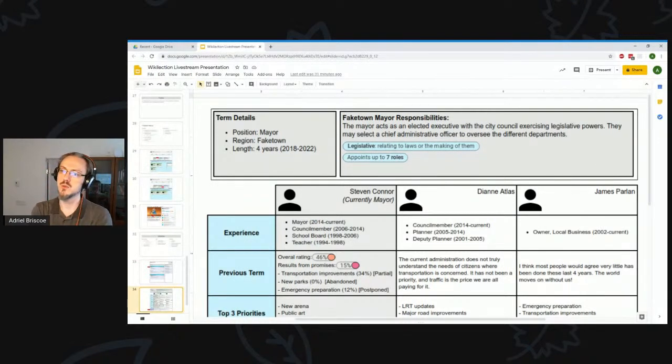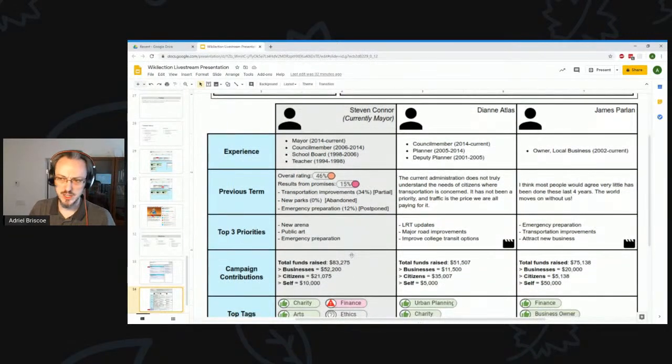So it's saying that their role is involved in the legislation. So it's got a legislative component that will affect what skills you probably need. And then they can appoint up to 7 roles. And we probably want to also boil that down to what those roles are and how those can affect your life. Now here, we're looking at 3 different candidates.